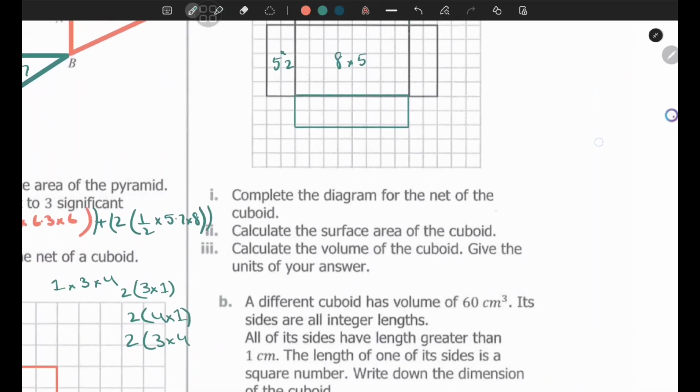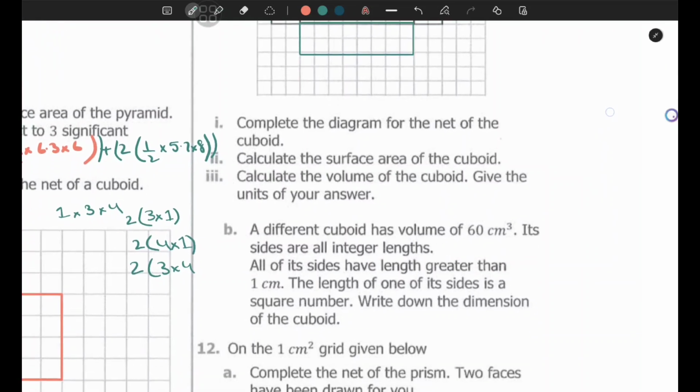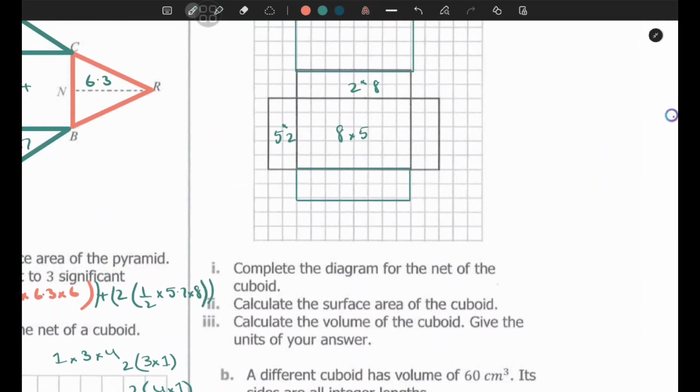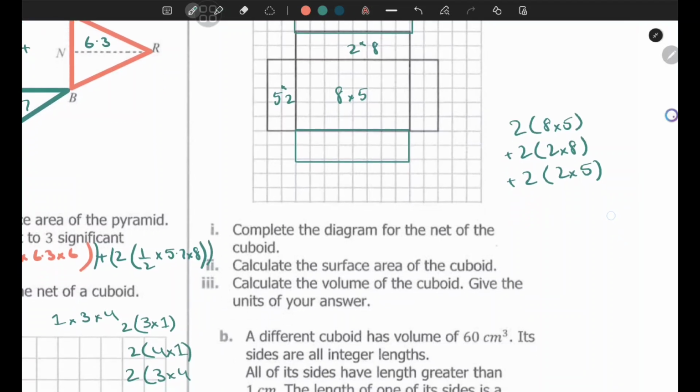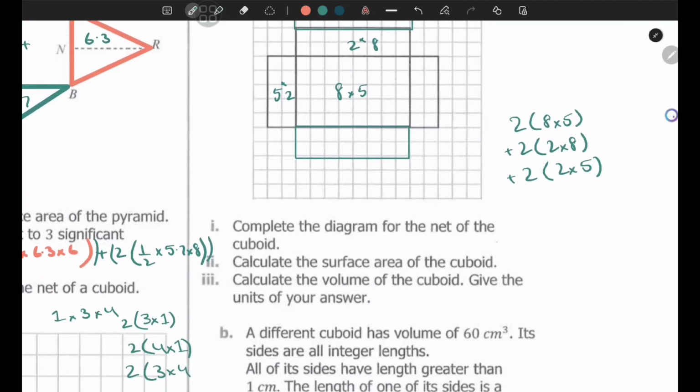Complete the cuboid for the net. Calculate the surface area of the cuboid. So we have 2 dimensions giving us 8 by 5. We have 2 giving us 2 by 8. And we have 2 giving us 2 by 5. And then we will add all of these in order to get surface area. The volume would be 2 multiplied by 5 multiplied by 8.